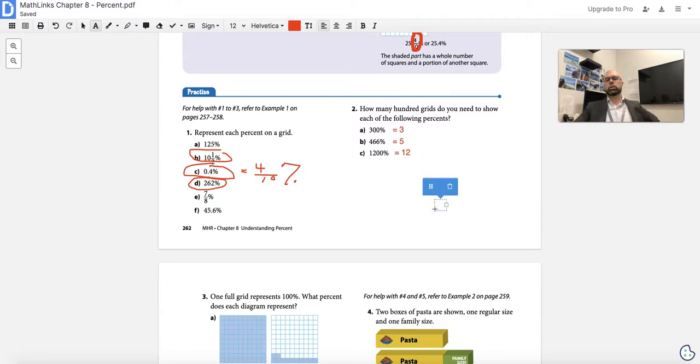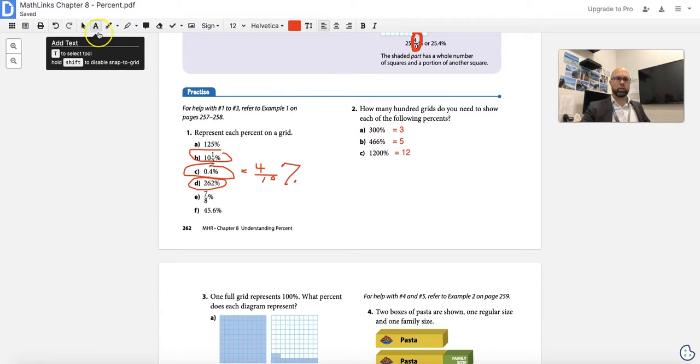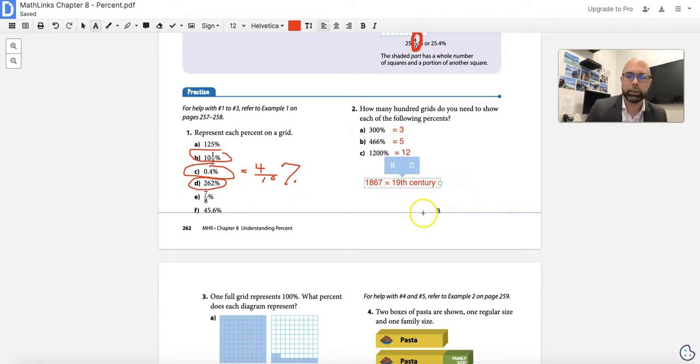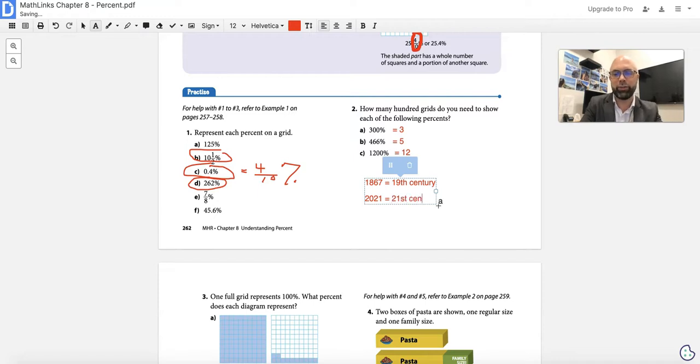By the way, this is a similar idea. Don't want to take you too far astray, but when you talk about 1867, we say it's in the 19th century. And it's for the same reason. You've finished 18 centuries and then you're working on your 19th. Right? Or if you look at our current year, 2021 is in the, I gotta make sure, careful about this, 21st century. Okay.